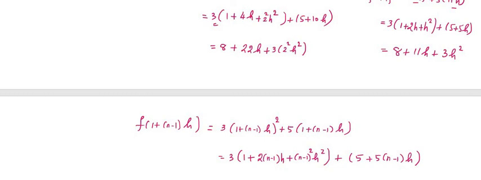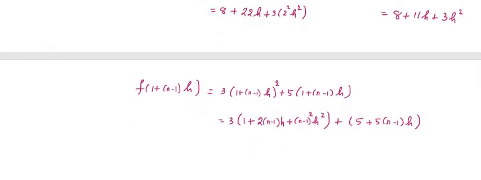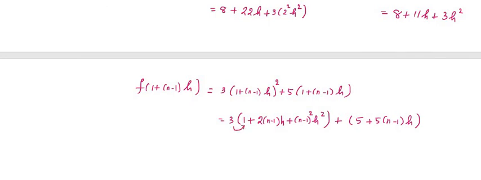Now you simplify. You group the like terms. First, the constant term: 3 into 1 is 3. Here I have 5. Therefore 3 plus 5 is 8. Next, the h term. If I multiply this one, 6(n minus 1)h. Here, 5(n minus 1)h. Can you observe? 3 2s are 6, so 6 into (n minus 1), and this is 5 into (n minus 1). Therefore 6(n minus 1) plus 5(n minus 1) is 11(n minus 1)h. Plus, next is the h square term. In the second bracket I don't have an h square term, only the first bracket. Therefore that will be 3 into (n minus 1) square h square.